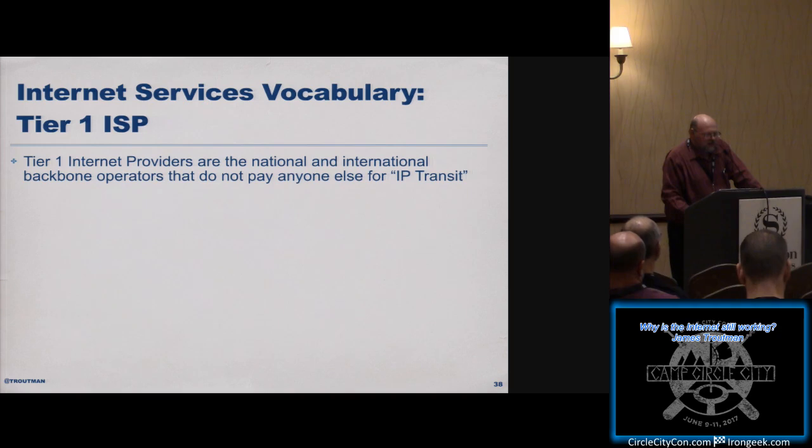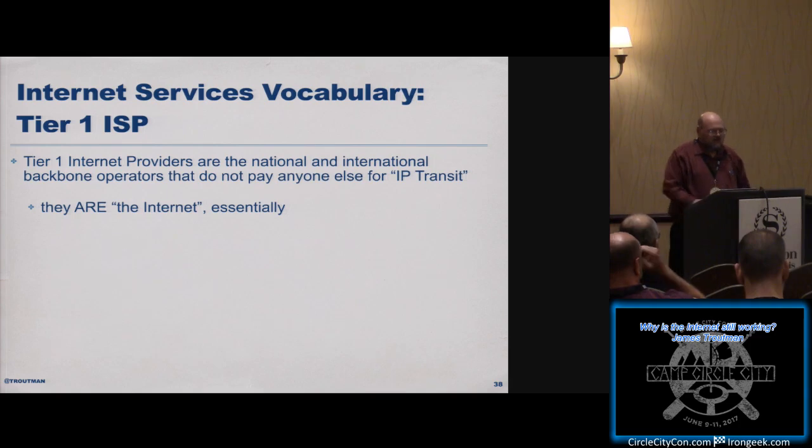So a tier 1 is, they are the national, international backbone operators that don't pay anybody else for IP transit. And this is really the only thing that determines what a tier 1 is. So there really is this club of carriers worldwide that don't pay anyone. Now, that doesn't mean they don't have costs. They have tons of costs.